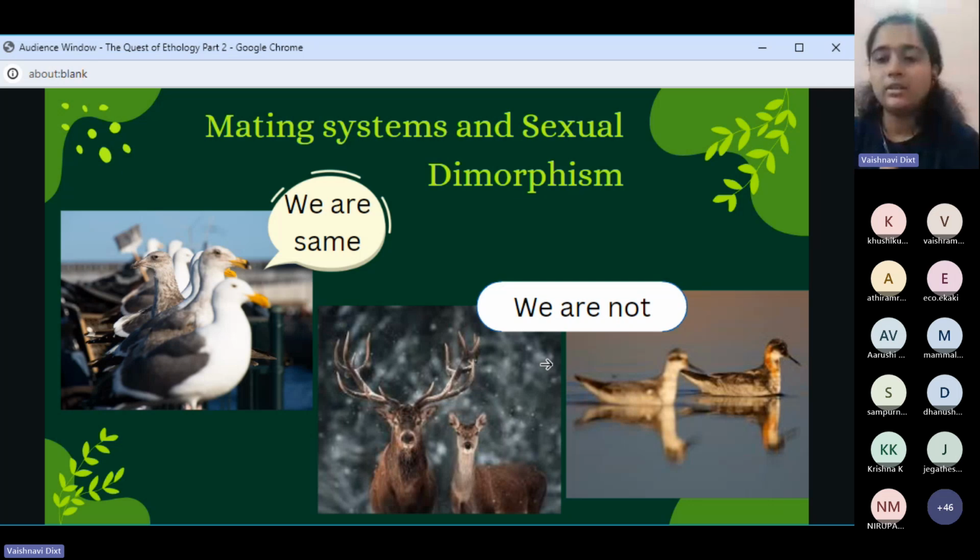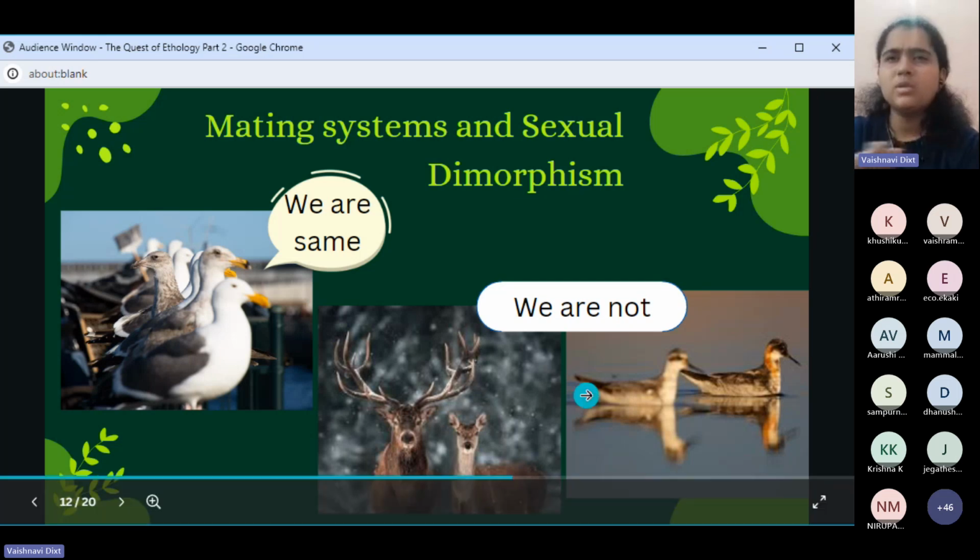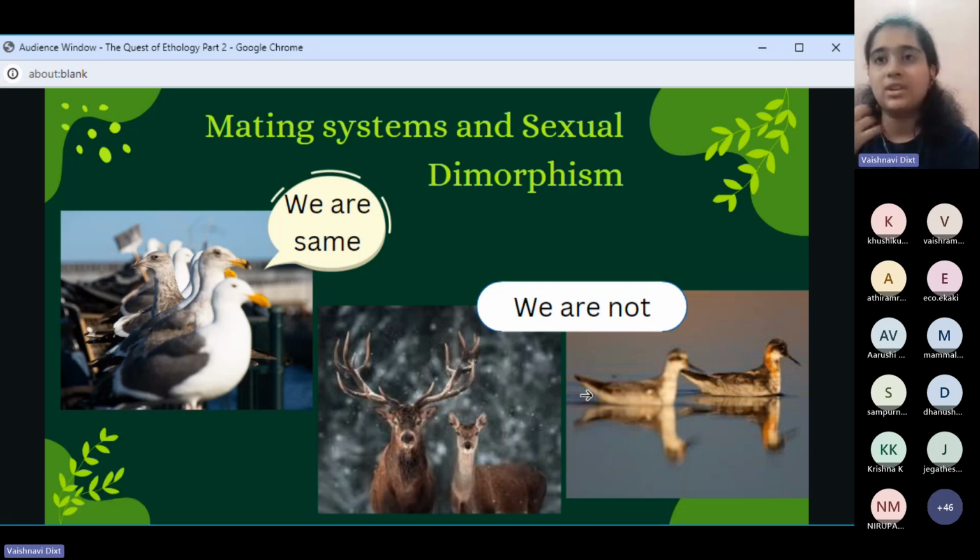Now here, the two sexes of the same species look so different. You can see this image and this image, they both look so different. So this is called sexual dimorphism, wherein the male and female of the same species differ in physical appearance. Okay, so now how do these mating systems arise? The reason behind all of this lies in parental care, the parental care required by the offspring.